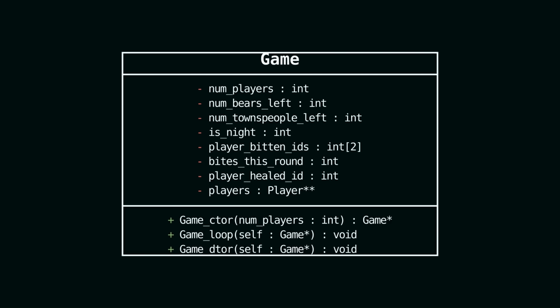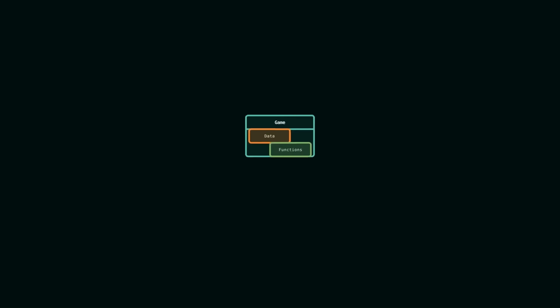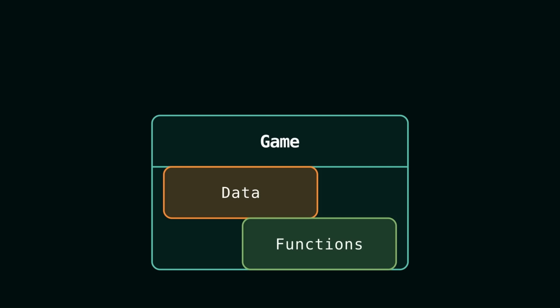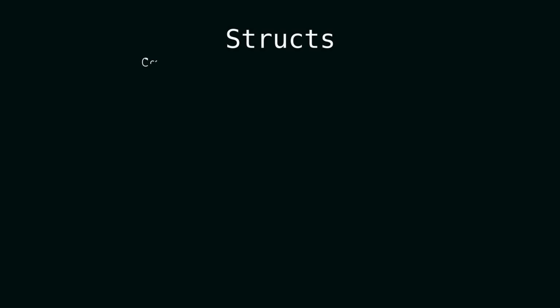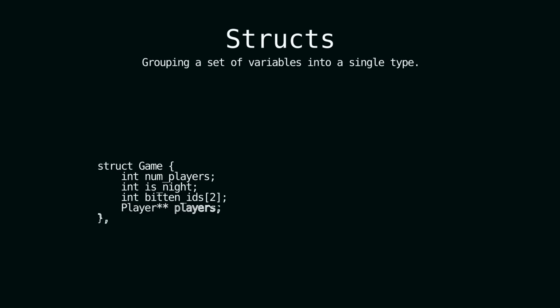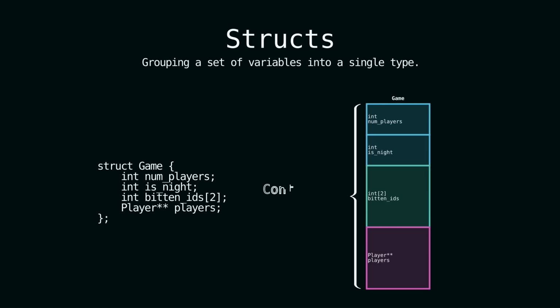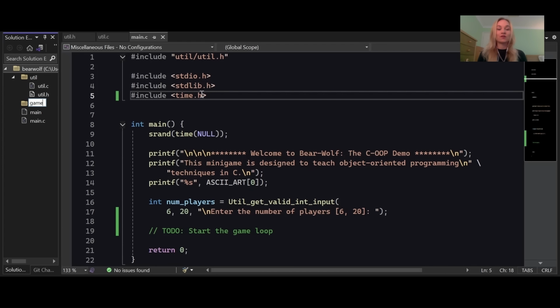But how do we create this object blueprint in C? Let's start with the idea of the class itself. Remember, at its core, a class just bundles properties and methods together that relate to that entity. Now, C doesn't have classes. If it did, this would be a very boring video. But what C does have are structs. These allow you to group a set of variables into a single type. And when a struct is allocated, the data is all stored in one contiguous block of memory, with padding, of course. Let's define the game struct to store the game internals.